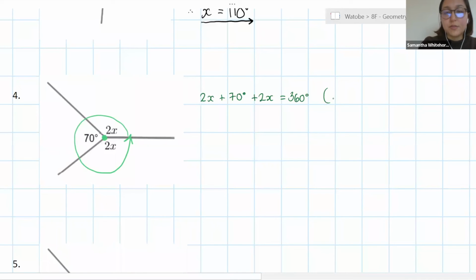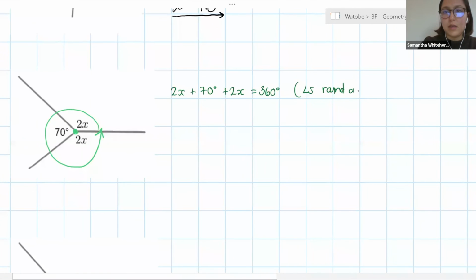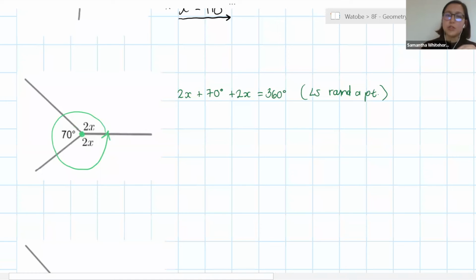And remember, guys, you have to put a reason. Angles around a point. In geometry, it's the one thing you just have to remember to do. You have to give a reason. Now, in solving this, remember our goal is to find the value of x, just x. So it's like solving an equation. On my left, I've got 2x plus 70 plus 2x. What I hopefully see is that I've got some like terms here. 2x and 2x are like terms. So when I add those together, I get 4x plus 70 is equal to 360.